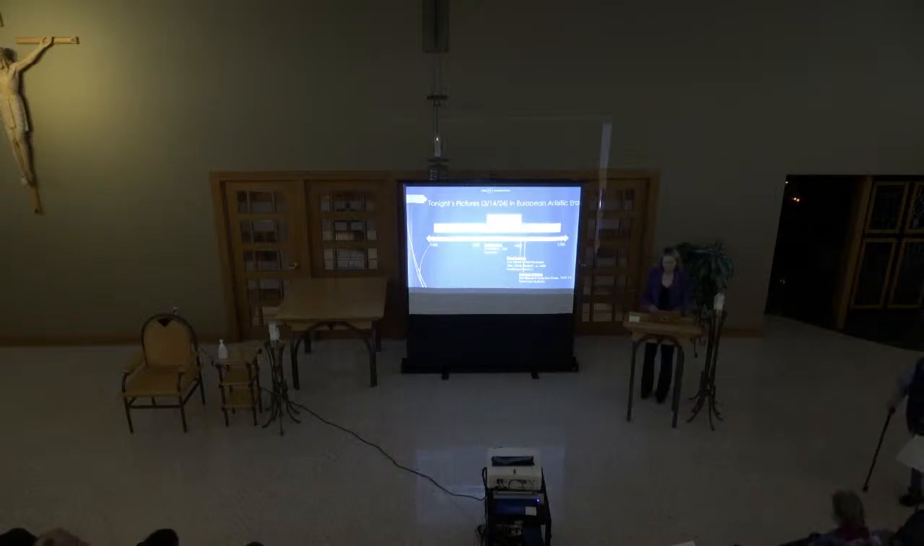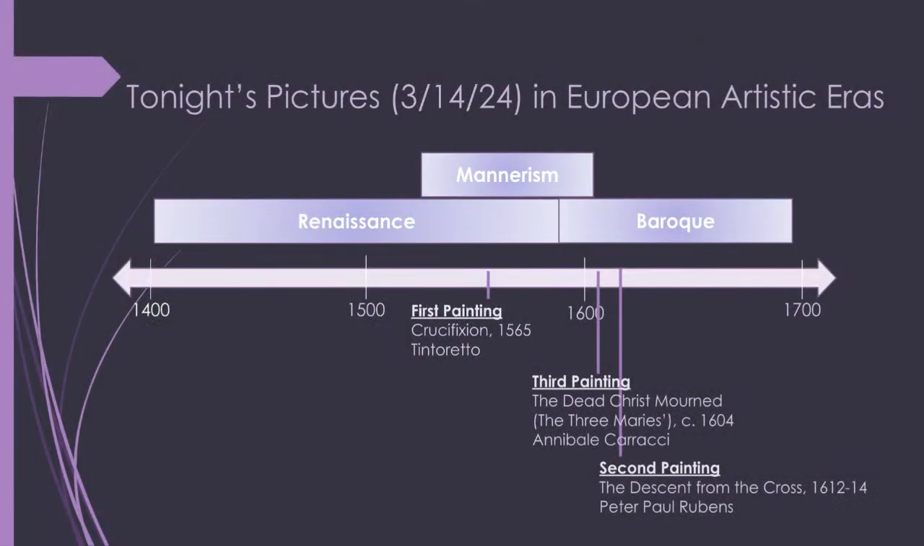So let's get started. As usual, this slide has been updated to orientate tonight's works of art within the European artistic eras. All three of this evening's paintings were created within 50 years of each other. Our first painting is Tintoretto's largest and greatest work for the Scuola Grande di San Rocco in Venice.